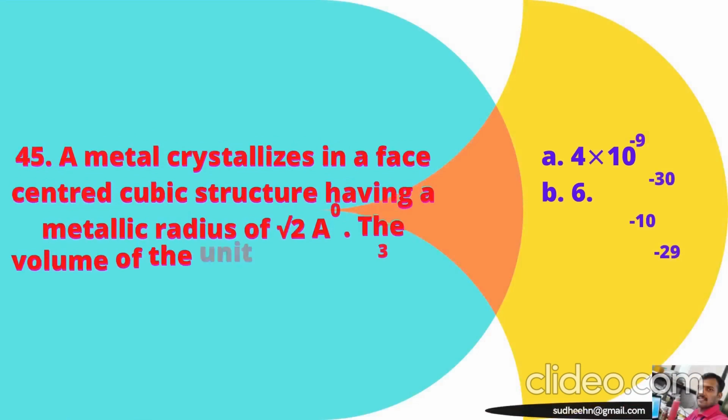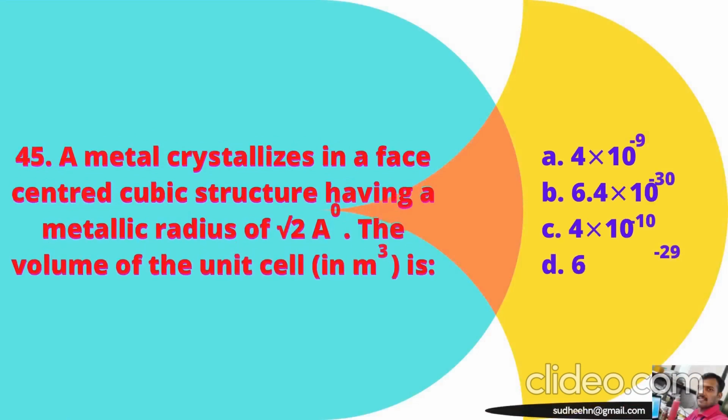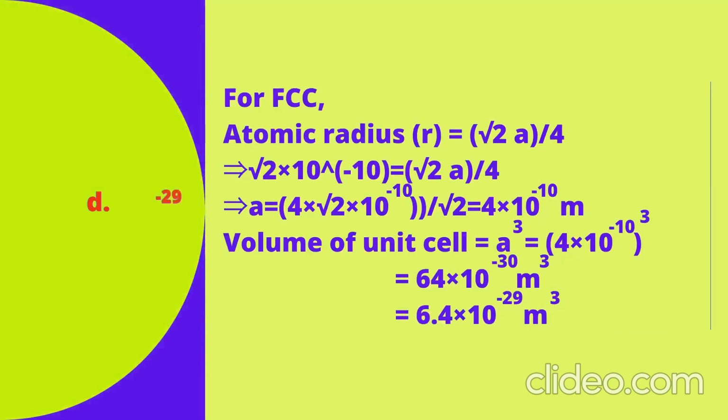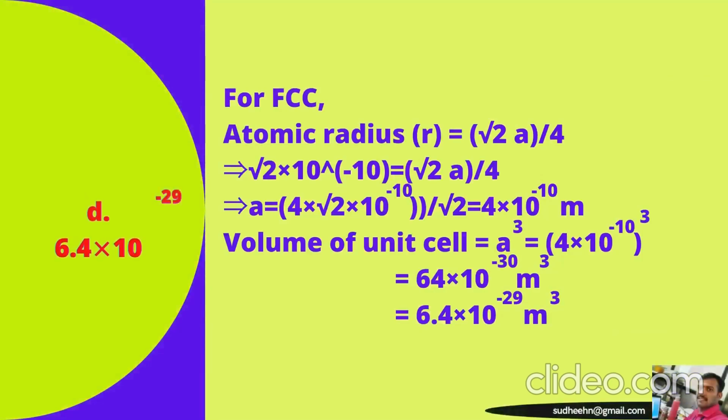Next question, question number 45. A metal crystallizes in a face-centered cubic, that is FCC, structure, having a metallic radius of √2 angstrom. The volume of the unit cell in meter cube is: option A, 4 into 10 to the minus 9; option B, 6.4 into 10 to the minus 30; option C, 4 into 10 to the minus 10; and option D, 6.4 into 10 to the minus 29. And the right answer is option D, that is 6.4 into 10 to the minus 29.